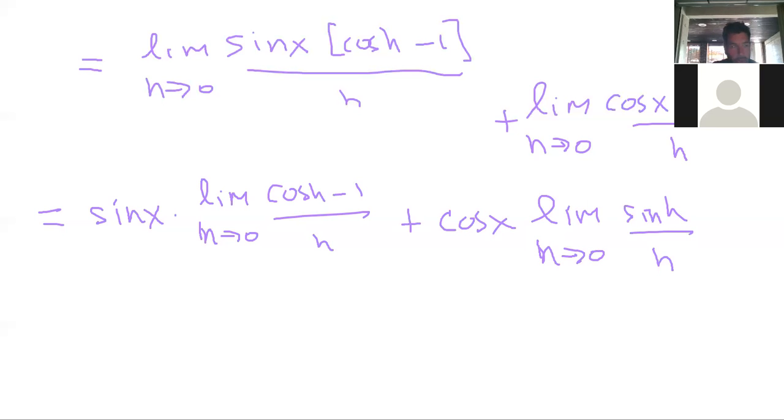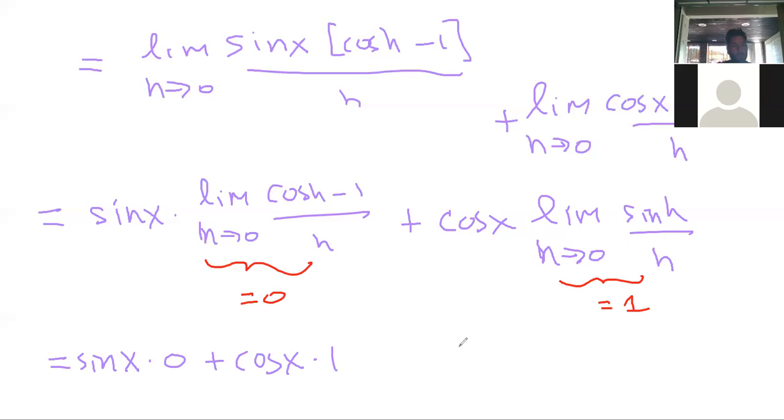And these were the two limits that we deduced a few classes ago. This one right here is equal to 0. This one right here is equal to 1. And so the conclusion is exactly what we told you it would be. You get sine x times 0 plus cosine x times 1, which of course just simplifies to cosine. And that is why the derivative of sine is cosine.